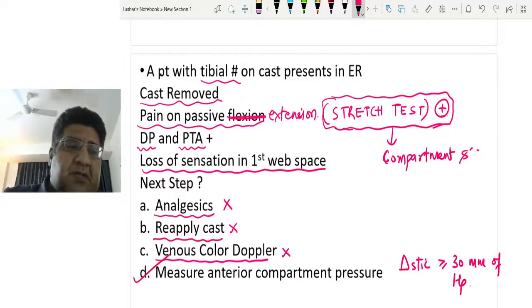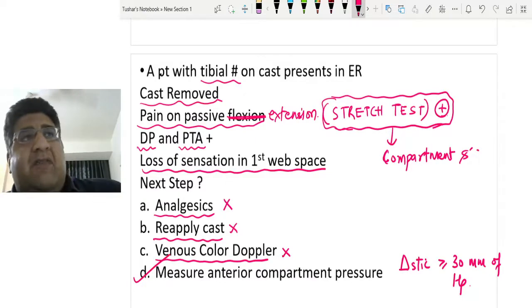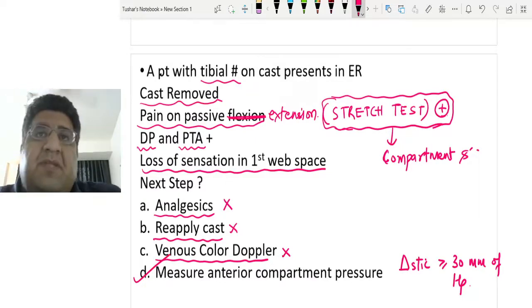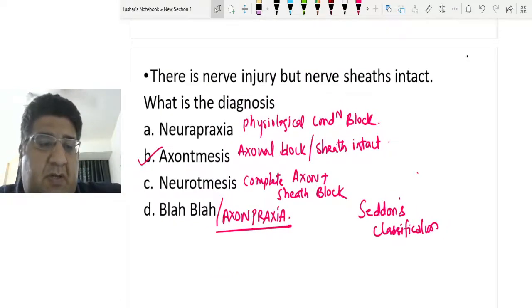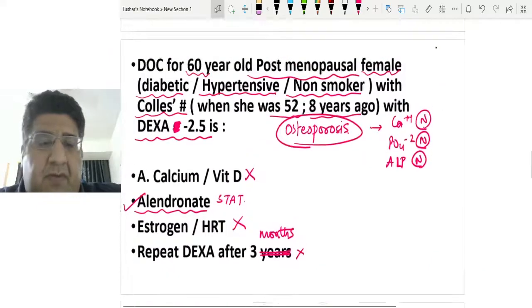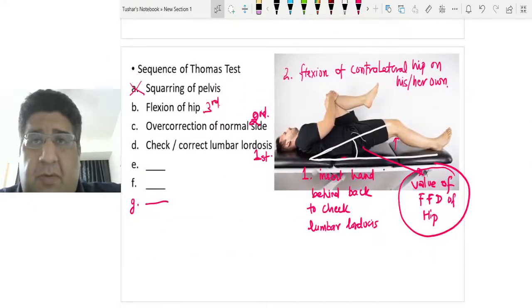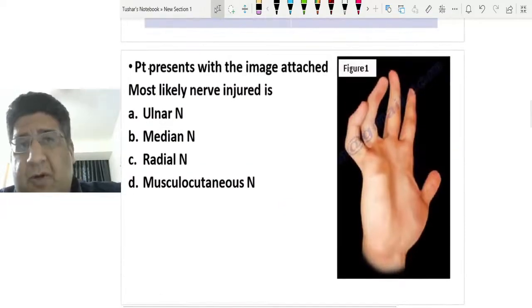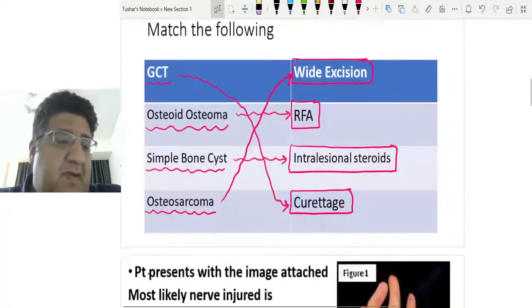Simple question, simple answer. Again, why do you call them tough questions? Compartment syndrome, we knew this. Axonotmesis, neurotmesis, we knew this. Implants for skeletal traction, we knew this. Drug of choice, we knew this. I agree, it gets a little bit of a bouncer, I agree. Claw hand, we know this. Treatment, we know this. Trendelenburg, we know this.